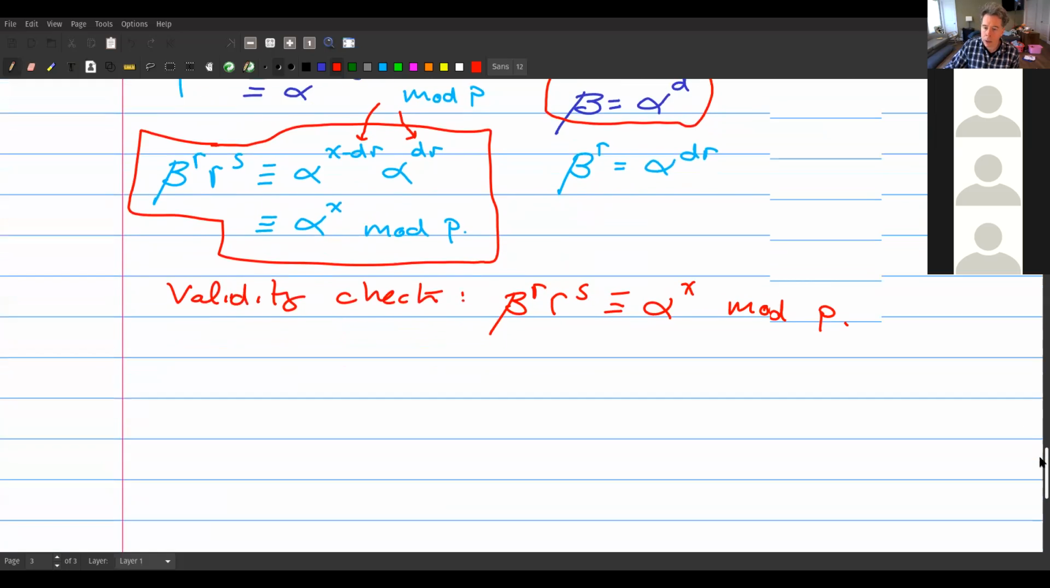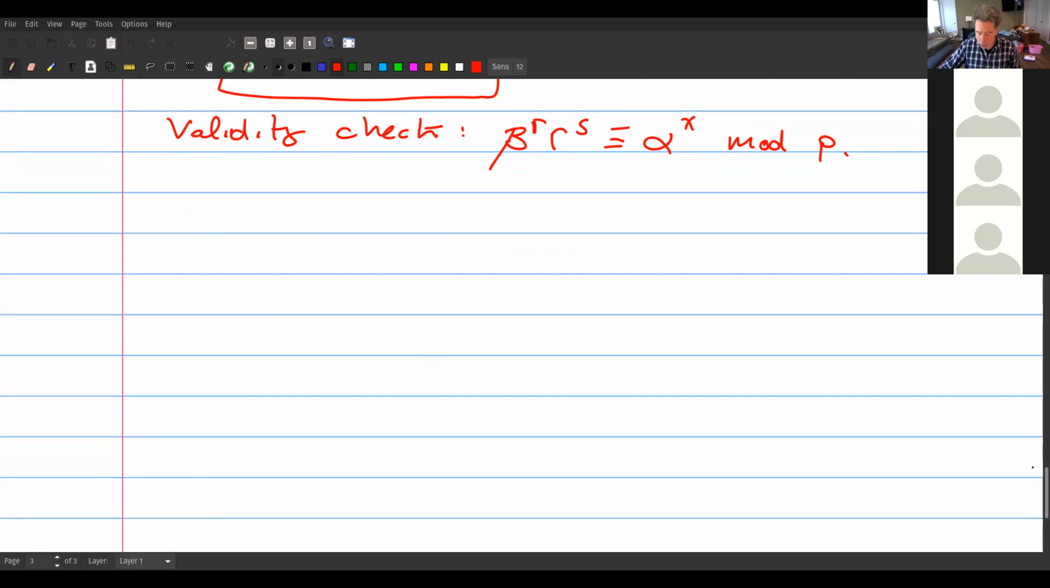Okay, so let's do an example with some small numbers. Let's say that P is equal to 23.